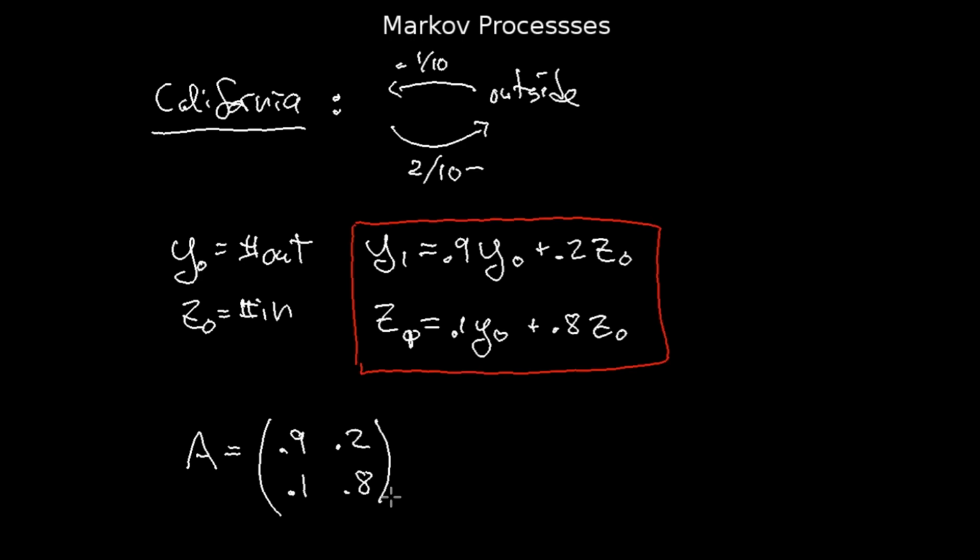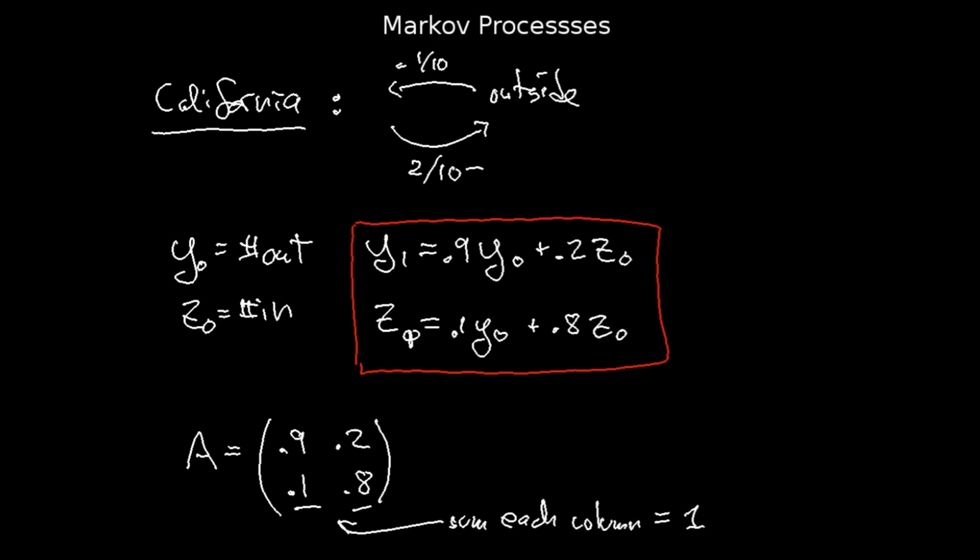The first thing to observe is that the sum in each column is equal to 1. And that corresponds to the fact that there's conservation of people. The total number of people balances, the total number of people moving out and moving in, and that accounts for this property.